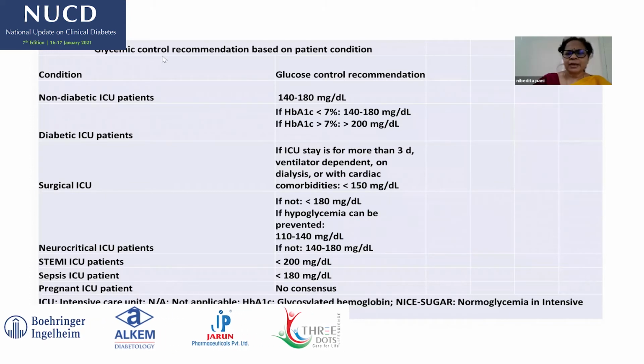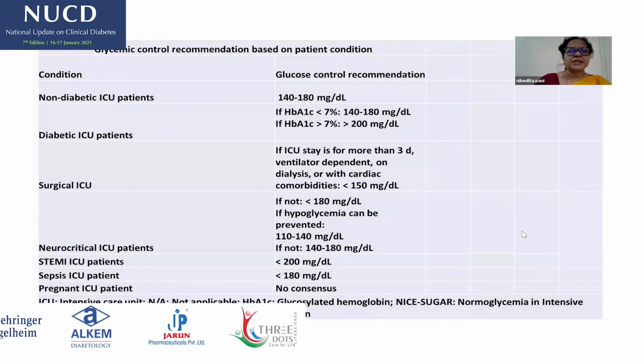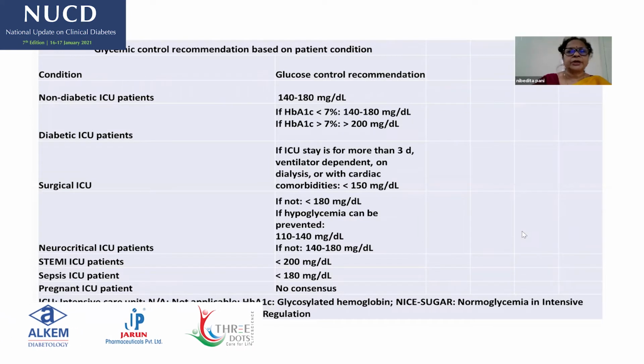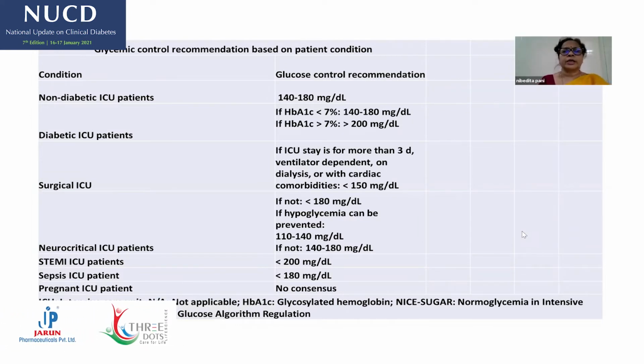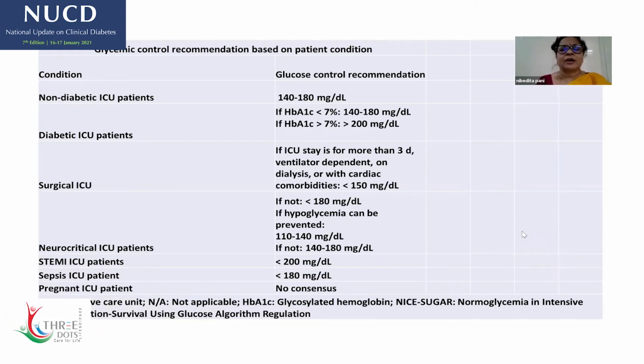What are the glycemic control recommendations based on the patient condition? Suppose a non-diabetic ICU patient: glucose control recommendation 140 to 180. Diabetic ICU patient, HbA1c less than 7: 140 to 180. If HbA1c is more than 7: more than 200.